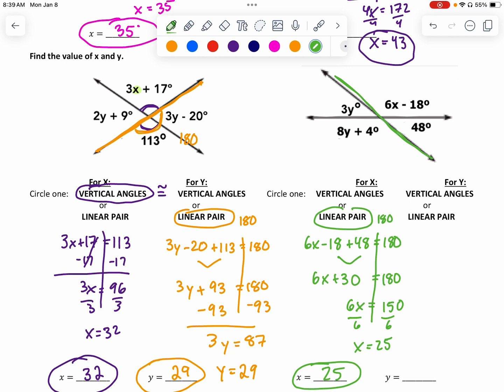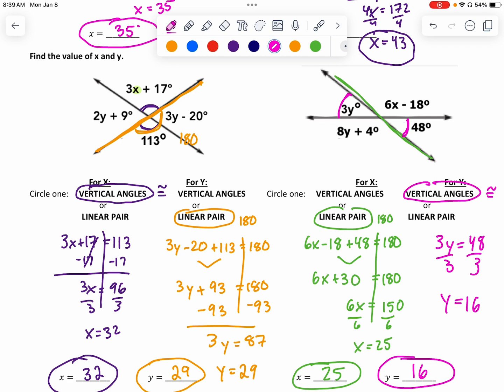Then for y, we've got some options. Ooh, okay. This 3y is right across from this 48. So that's a really nice vertical angle. So we can make them congruent. So we could do 3y equals 48. Divide by 3. So y equals 16. That was a nice one.